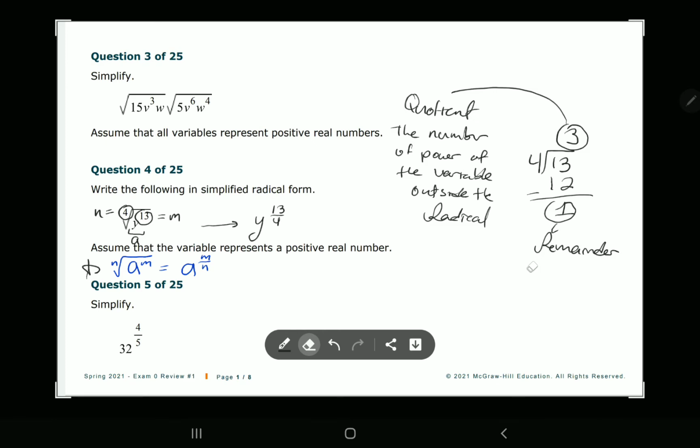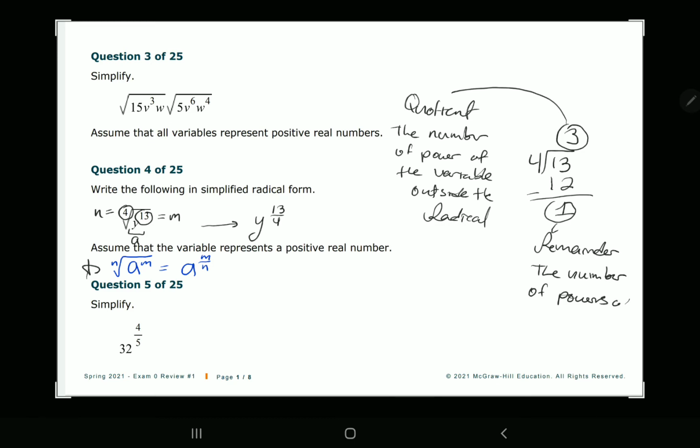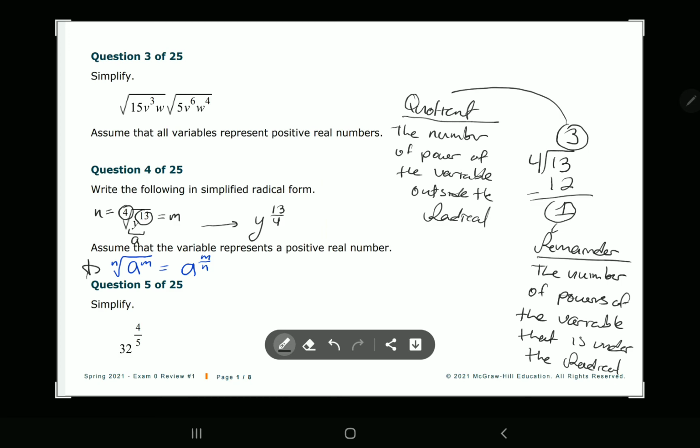And the remainder represents the number of powers of the variable that is inside, or that is under the radical. So in this case, 4 powers of y will exit my radical. My apologies, 3 powers of y will exit my radical, while 1 power of y will remain under my radical.